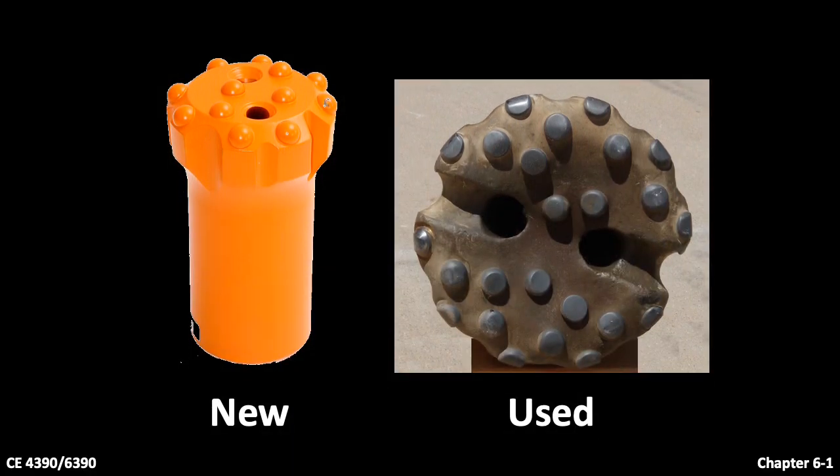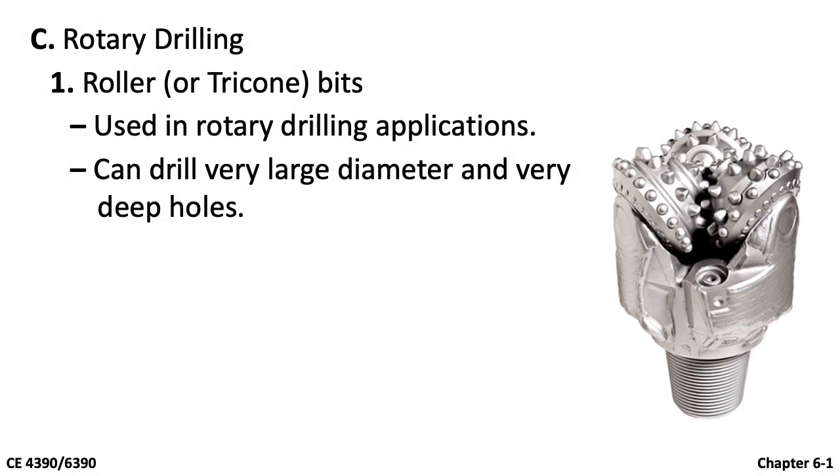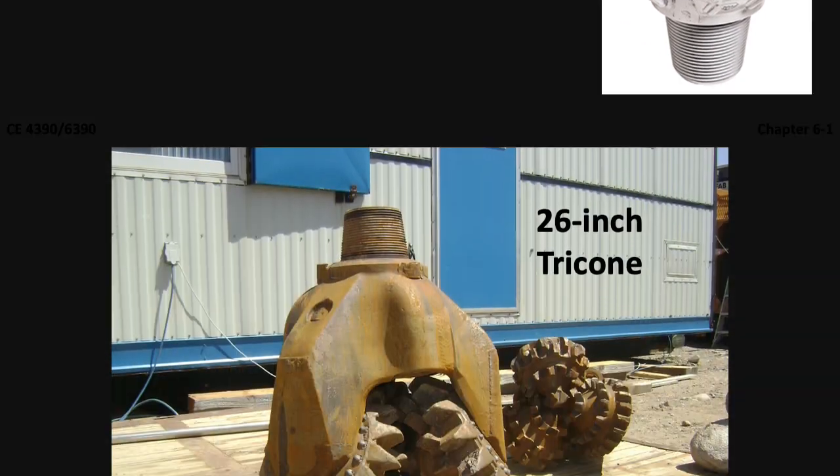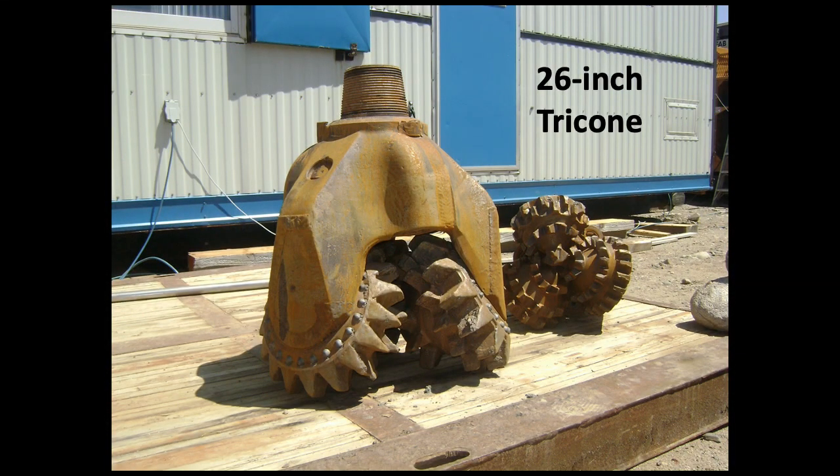This is a comparison between a new bit and a used one. As shown in the right figure, the buttons on the used bit are worn off. This will reduce the drilling efficiency. For rotary drilling, roller bits, also known as tricone bits, are typically used. It can drill very large diameter and very deep holes. This figure shows two roller bits with different diameters. The bigger one is about 26 inches.